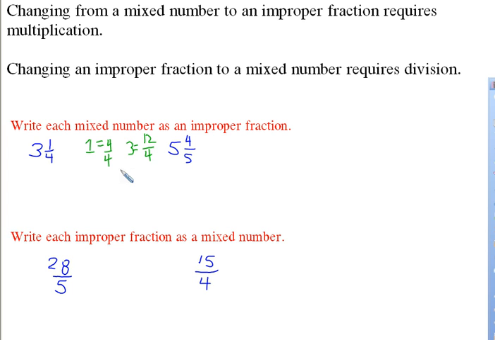12 fourths. But remember, the 4 goes into the 12 and you get the 3. So how many do I have total then? Well, I'm going to have 13 fourths because I have 12 fourths and 1 more fourth.